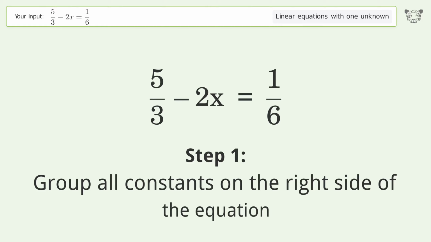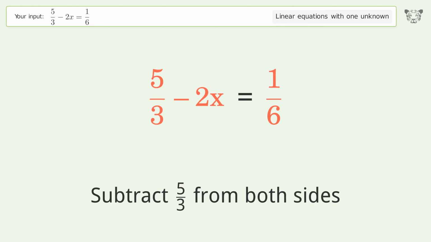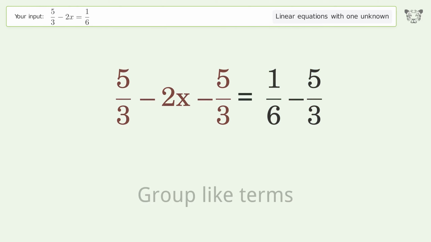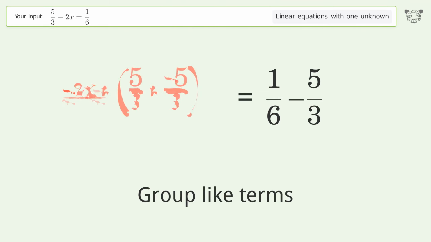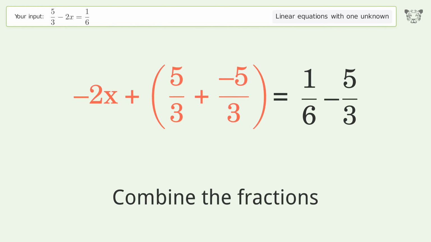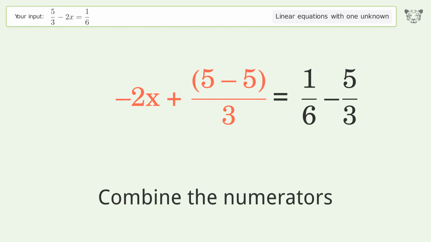Group all constants on the right side of the equation. Subtract 5/3 from both sides. Group like terms. Combine the fractions. Combine the numerators.